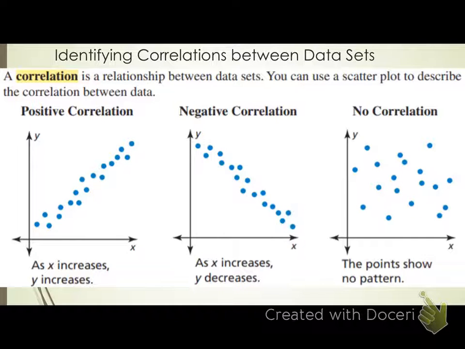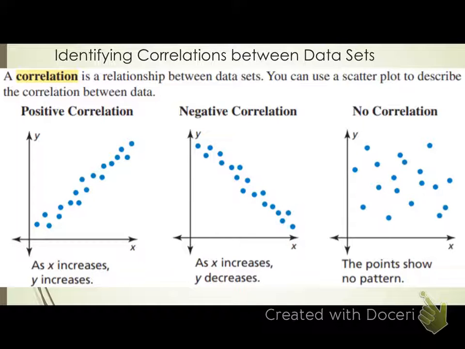Negative correlation. As my x values increase, my y values are decreasing. Once again, does it look like I could draw a line of fit through that set of data? Yeah? It looks like they're kind of clustered around a line, right? What kind of slope would that line have? Negative. That's negative correlation. Okay?